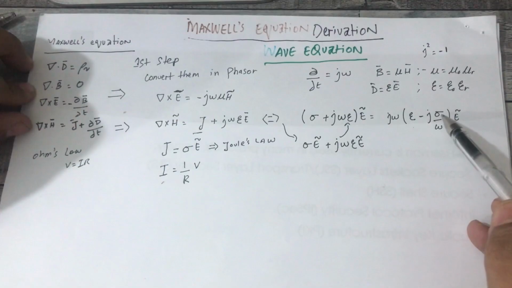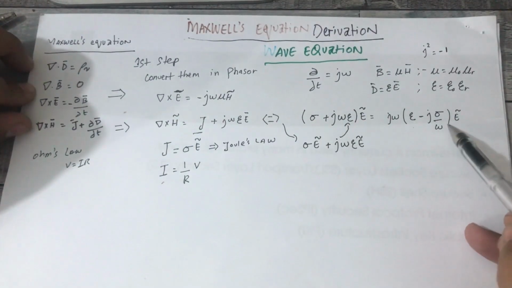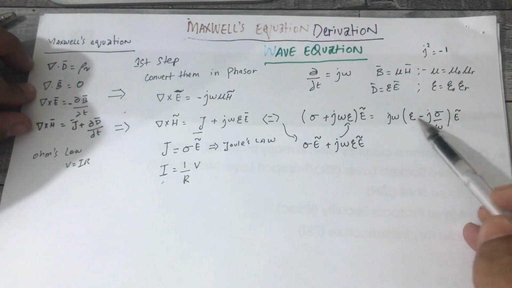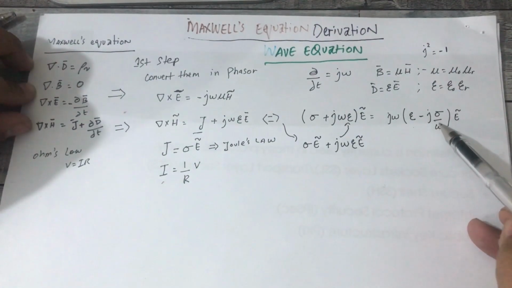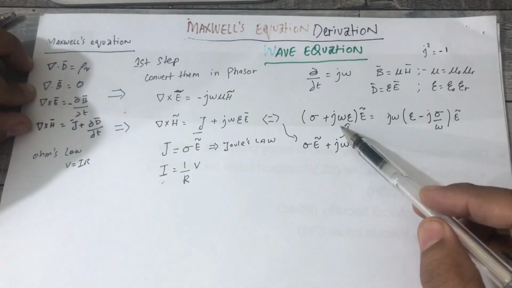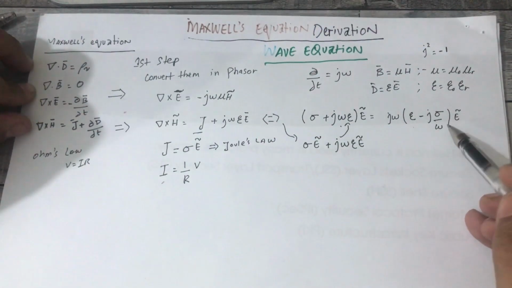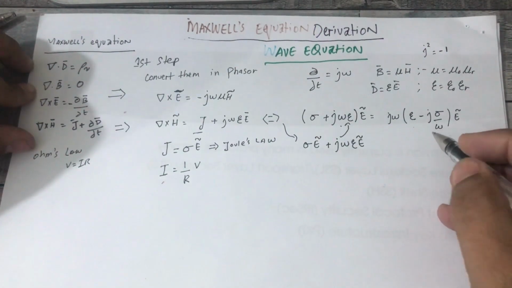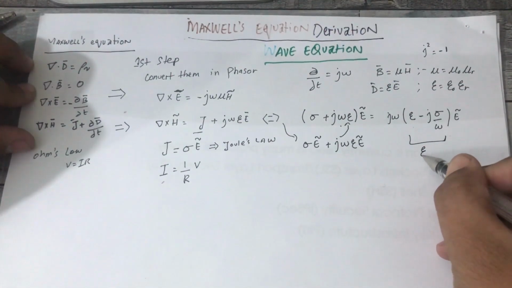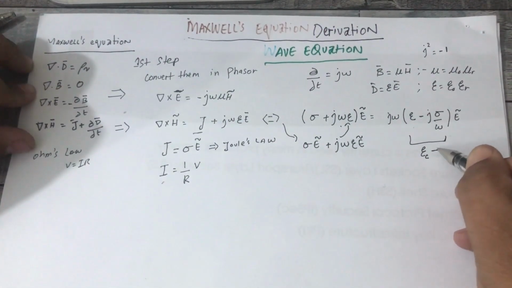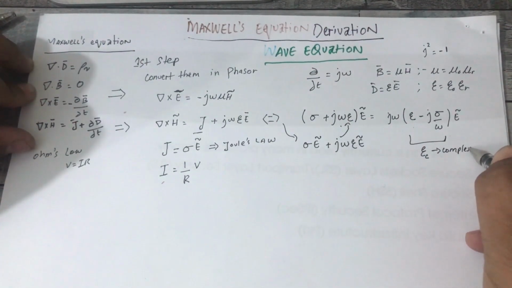And then you have conductivity, which was part of this, divided by omega. So when I multiply this by this, I would get a -1, and then omega and omega will cancel. I will get exactly the same thing back. So this is the replacement, and I'm going to call this epsilon c, and this thing has a name, which is known as complex permittivity.